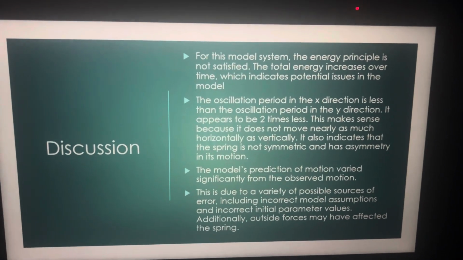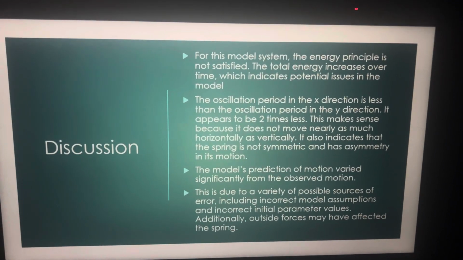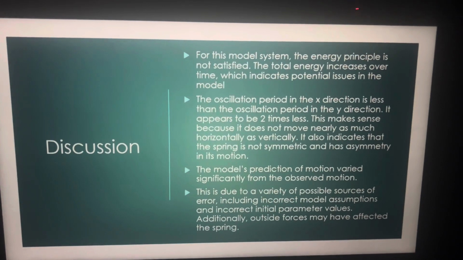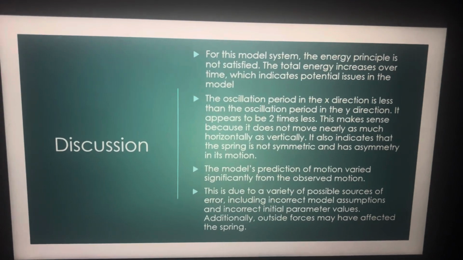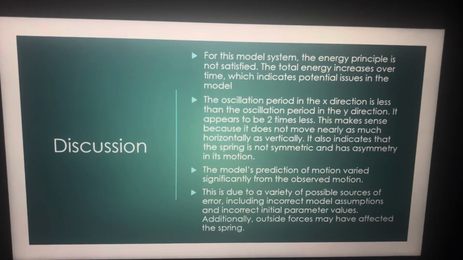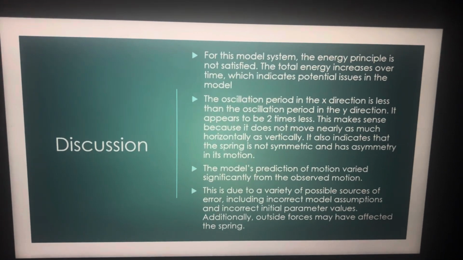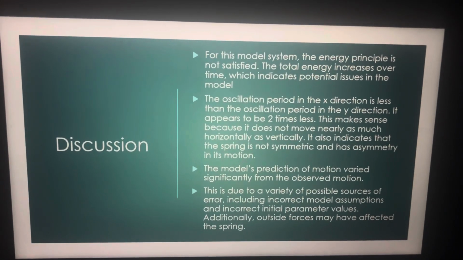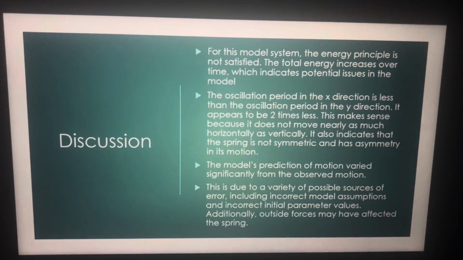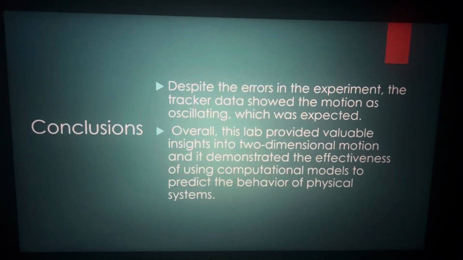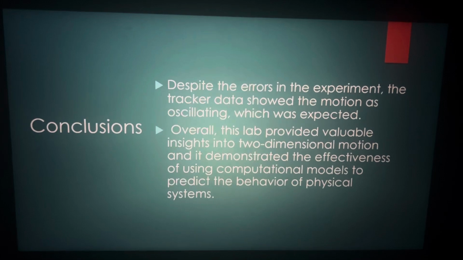The model's prediction of motion varied significantly from the observed motion. This is due to a variety of possible sources of error, which include some incorrect model assumptions and incorrect initial parameter values. Additionally, outside forces may have affected the spring, such as air resistance and friction. So, despite the errors in the experiment, the tracker data did show the motion as oscillating, which was expected.